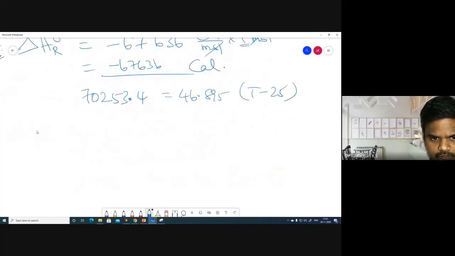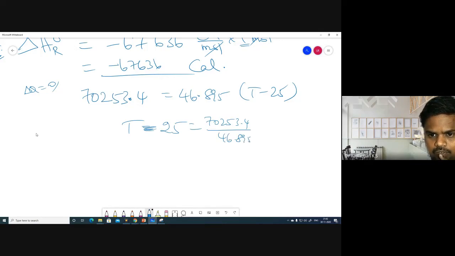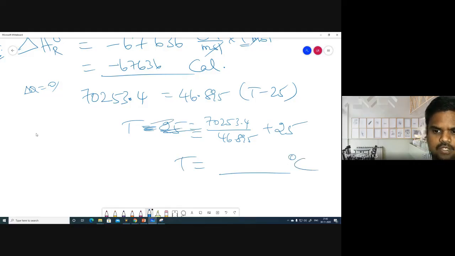Substituting, we get, since del Q equal to 0, the summation should be equal. So we have T as the only unknown parameter. So what you will get is T minus 25 is equal to 70 to 53.4 by 46.895. So we can take it to the right hand side. You will get T is equal to this much degrees Celsius.